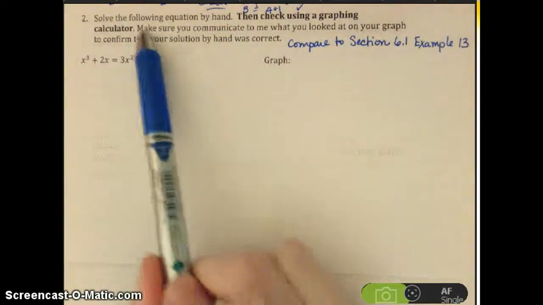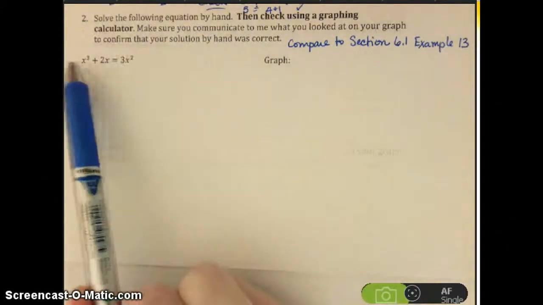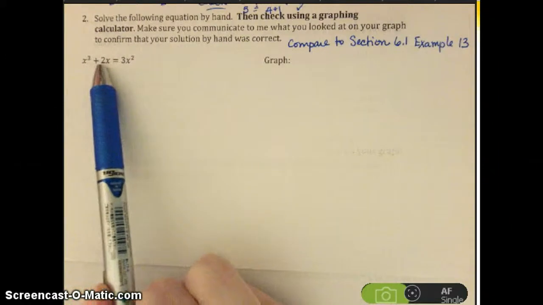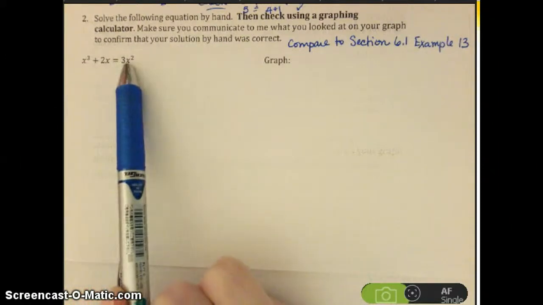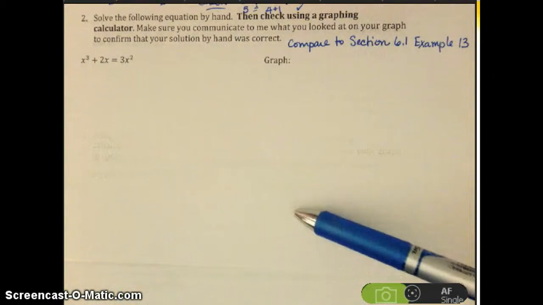This problem says solve the following equation by hand. We've got a polynomial equation, x cubed plus 2x equals 3x squared. Then we'll also check using a graphing calculator.